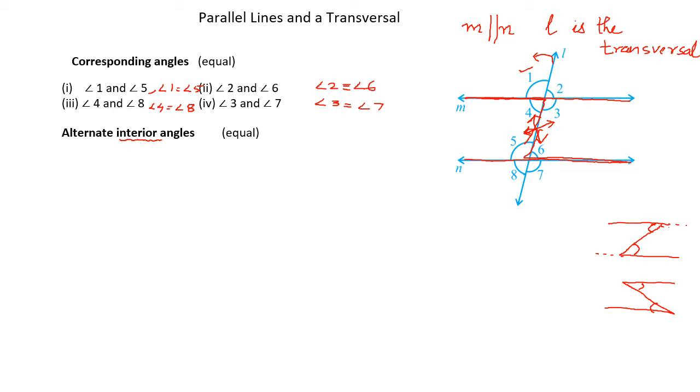Now, alternate interior angles. You have told me angle 4 and 6 and angle 3 and 5 are alternate interior angles. Okay. So, we got angle 4 and angle 6 and angle 3 and angle 5. And what have I told you about these angles?